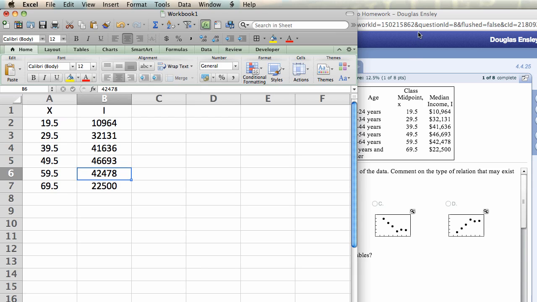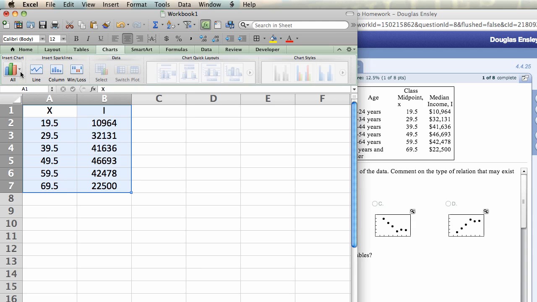So the first thing we want to do is put our data into Excel. So the column here we have X and I. X is the age, midpoint age, and then the I is the income, median income for that group. And you can see I just typed that into Excel. I'm now going to select my data, and I even gave it headings so that'll translate as labels, which is nice. And choose charts. I'm going to insert.